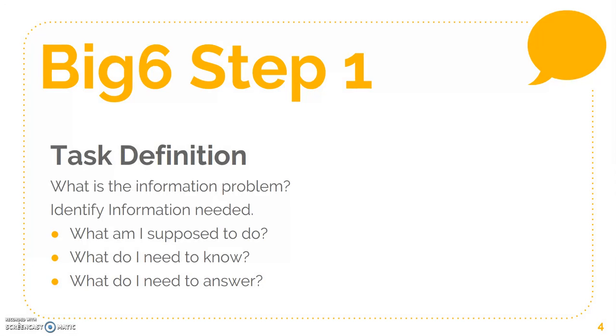Now, Big Six, our first step is task definition. Pretty much, what is the information problem? We need to identify what kind of information we need. What did your teacher ask you to do? So what am I supposed to do? What do I need to know? What do I need to answer? These are the questions that we need to identify. We need to know exactly what we're looking for.